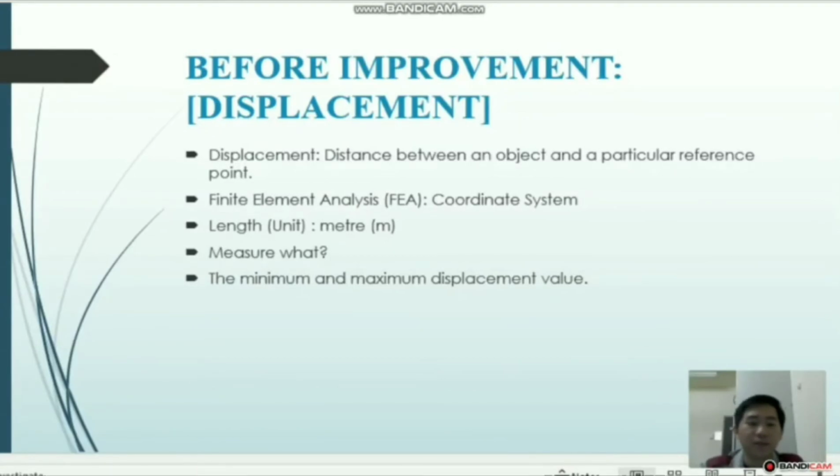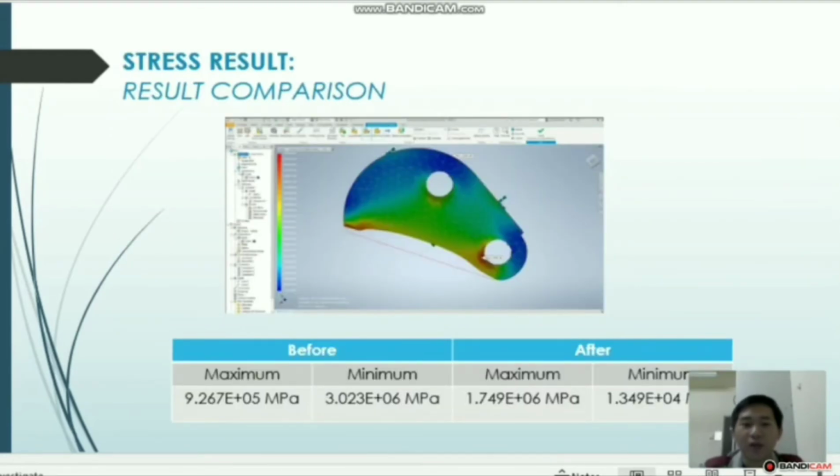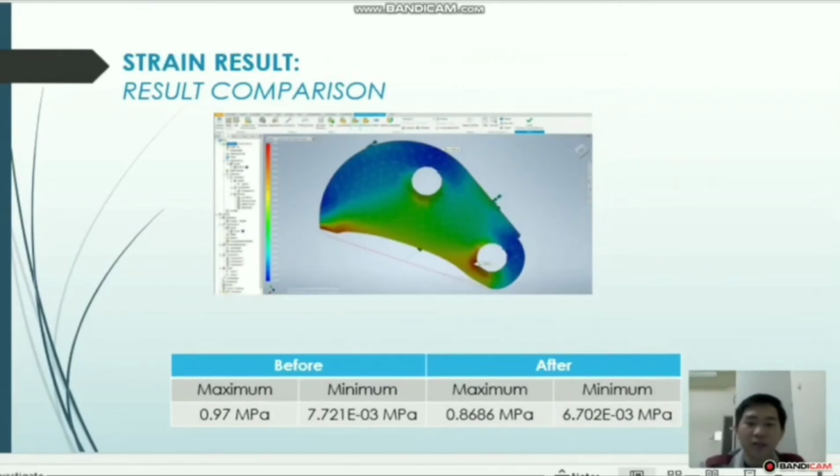And then next, this is the after improvement we made. This is the drawing in SolidWorks that we got. And then next, this is the stress result comparison before and after. The first one is the maximum is 9.267 exponent positive 5 megapascal, and the minimum is 3.023 exponent plus 0.6 megapascal. After, the maximum is 1.749 exponent plus 6 megapascal, and the minimum is 1.349 exponent plus 4 megapascal. And also, this is the strain result comparison. Next, we only take the conclusion for the project.